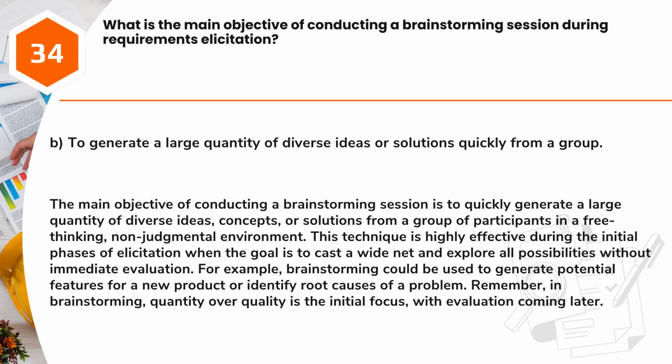Answer: B. To generate a large quantity of diverse ideas or solutions quickly from a group. The main objective of conducting a brainstorming session is to quickly generate a large quantity of diverse ideas, concepts, or solutions from a group of participants in a free-thinking, non-judgmental environment. This technique is highly effective during the initial phases of elicitation when the goal is to cast a wide net and explore all possibilities without immediate evaluation. For example, brainstorming could be used to generate potential features for a new product or identify root causes of a problem. Remember, in brainstorming, quantity over quality is the initial focus, with evaluation coming later.